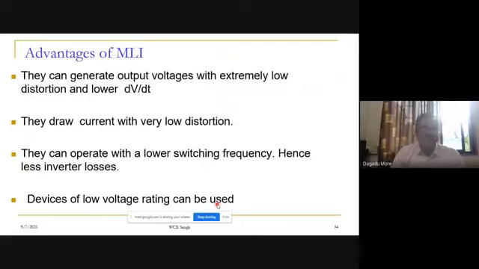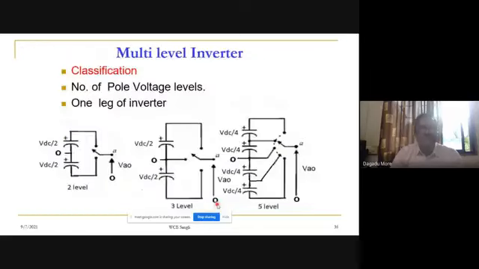What is meant by a multi-level inverter? How do we classify it? Multi-level inverters are classified depending upon the number of pole voltage levels. Here we have shown a switch, which is nothing but one leg of the inverter, and this particular one is a 2-level inverter.